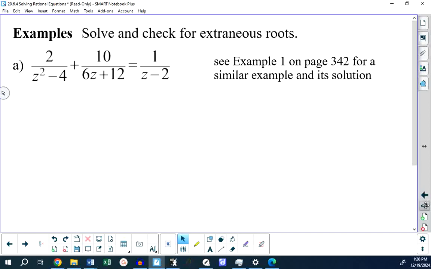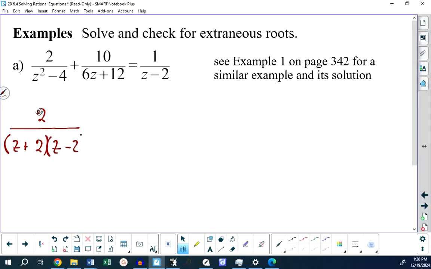I'm going to do so here because my writing compared to my spaces is a different ratio than what you have on paper. So I'm going to write this out, and I'm going to have 2 over z plus 4, z plus 2, z minus 2, because z squared minus 4 is a difference of squares. And I'm going to leave a fair amount of space here.